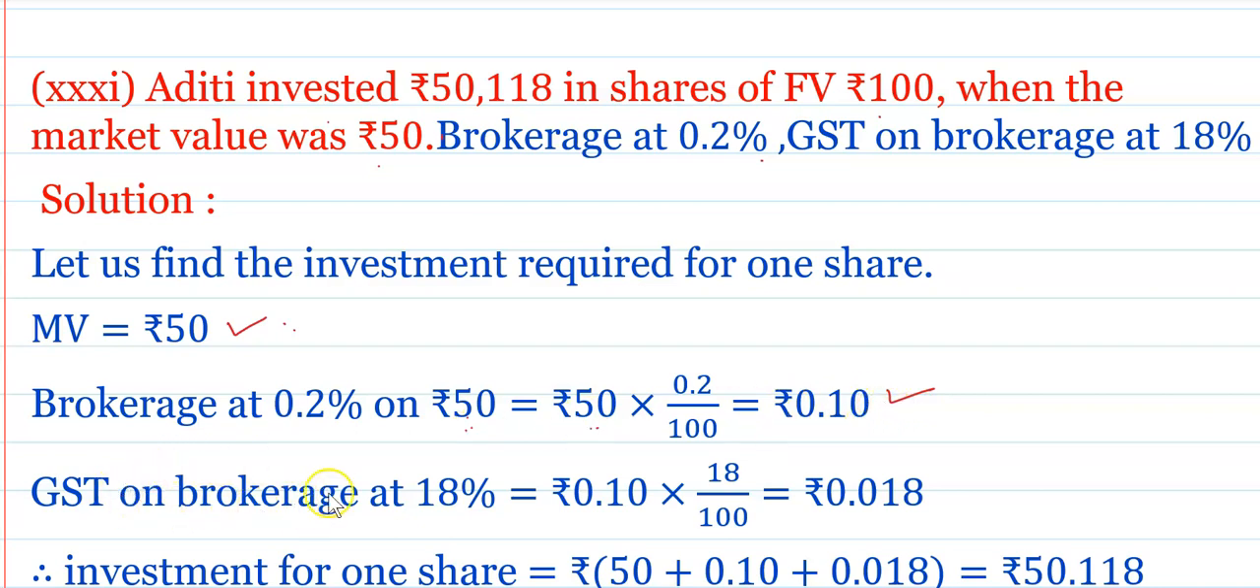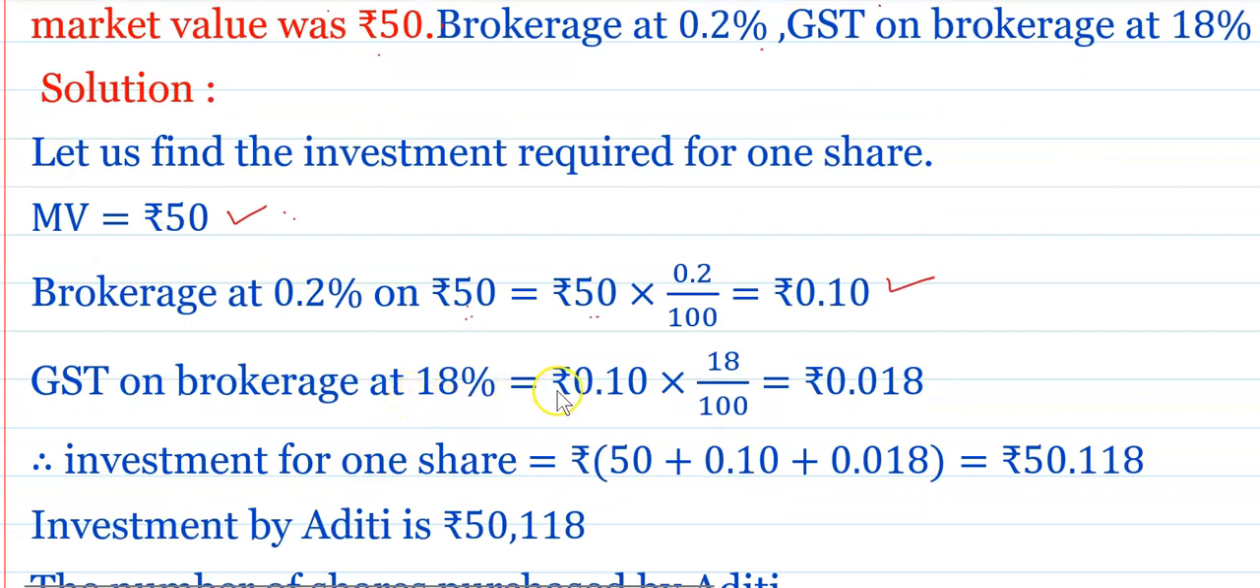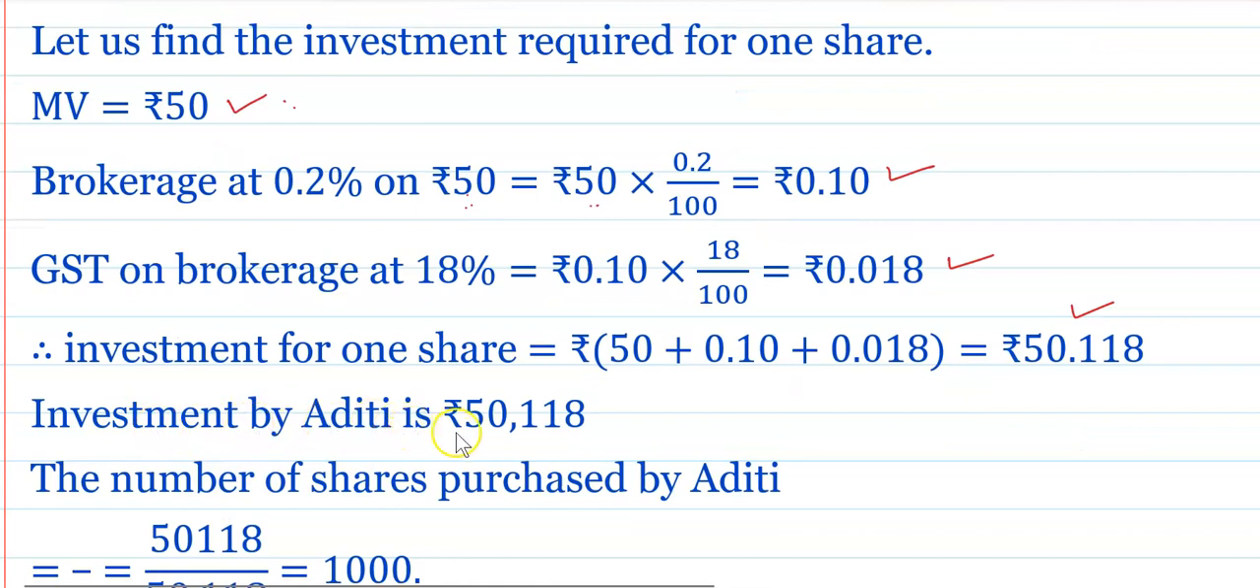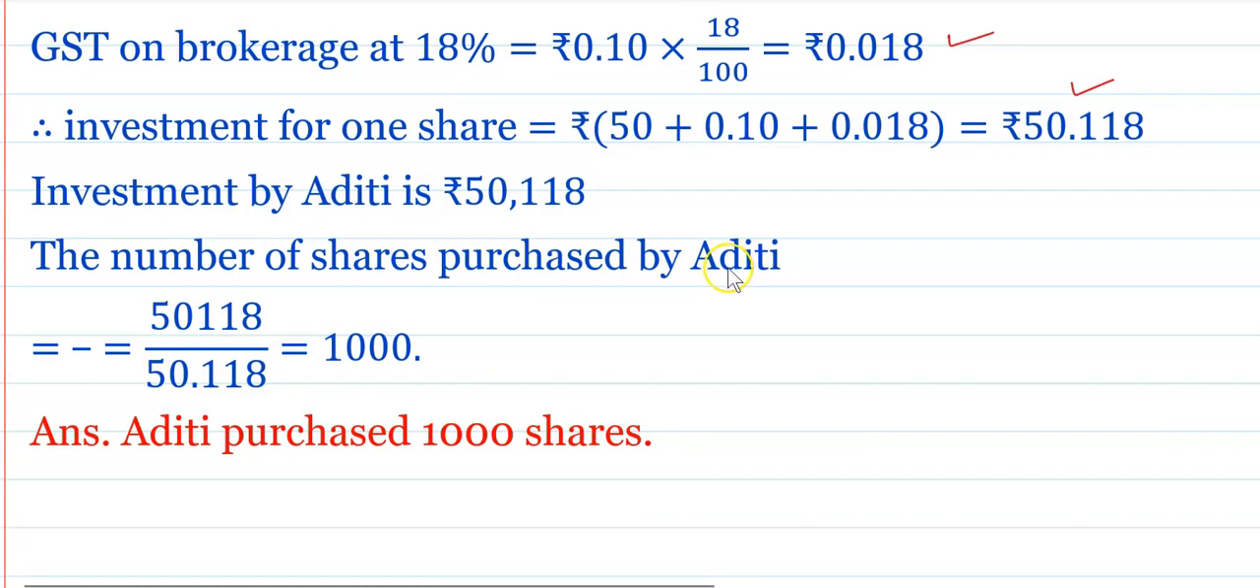Okay, GST on brokerage, it's 18%. Therefore, rupees 0.10 into 18 upon 100. You will get rupees 0.018. Investment for one share: 50 plus 0.10 plus 0.018, you will get 50.118. Therefore, investment by Aditi is rupees 50,118. The number of shares purchased by Aditi is 50,118 upon 50.118, and that's nothing but 1000. Therefore, Aditi purchased 1000 shares.